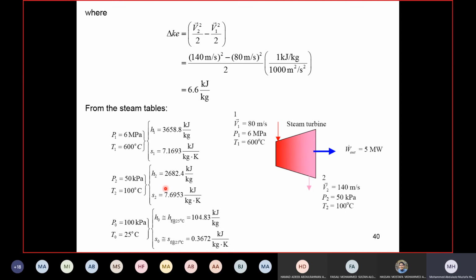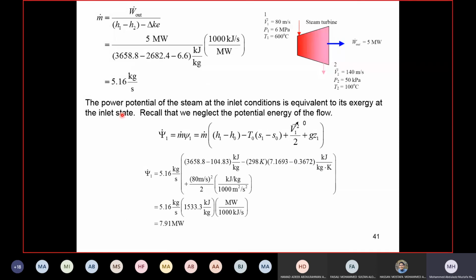Then we go now and calculate m dot. So this is W out over H1 minus H2, which we get from the table, and delta kinetic energy we get this, so we calculate the mass flow rate. Remember here one thing, about the kinetic energy, what's the difference here, H1 minus H2? Around 1,000, right? H1 minus H2 is around 1,000. Kinetic energy is 6.6, so 6 out of 1,000. So it is less than 1%.